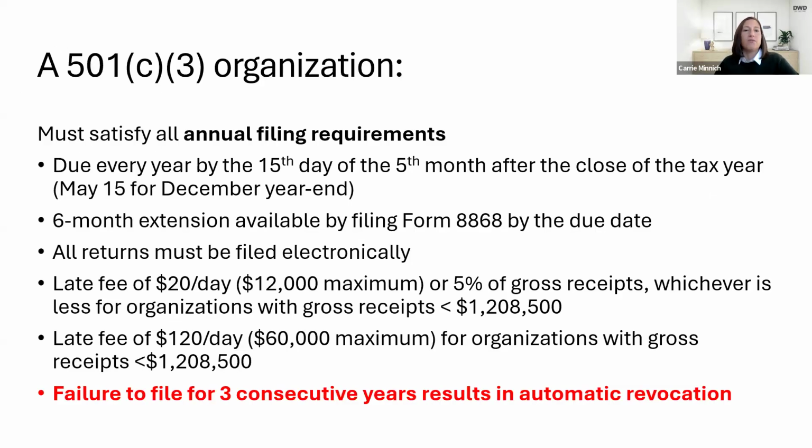So again, with the annual filing requirements, the 990 is due on the 15th day of the 5th month after the close of the tax year. So that's May 15th for December year ends and November 15th for June year ends. There is a 6-month extension. So if for some reason you can't get that in by the deadline, there is an automatic 6-month extension. However, you do have to file an extension by the due date in order to receive the extension.